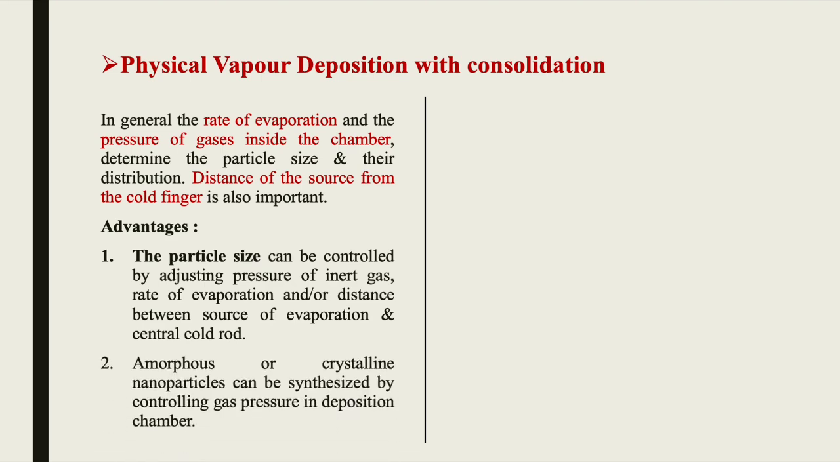The second point is amorphous or crystalline nanoparticles. Both types of nanoparticles can be synthesized by controlling the gas pressure in the deposition chamber. If the gas pressure is high, you will get amorphous. If it is low, you will get crystalline nanoparticles. So you just have to control the gas pressure inside the deposition chamber.